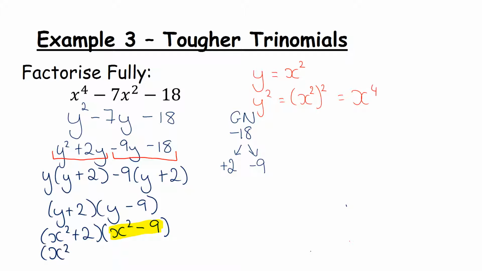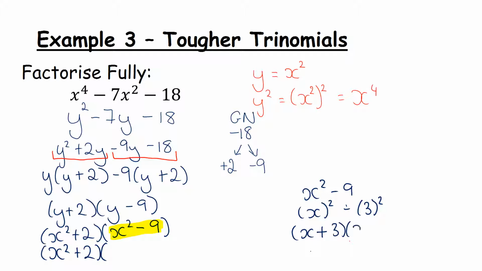So x squared plus 2. And then using this difference of two squares, I'm just going to come over here to do it just so we have a bit more space. Minus, this is 3 squared. So we're going to have x plus 3, x minus 3. And we're just going to replace that here. And now that is factorized fully.